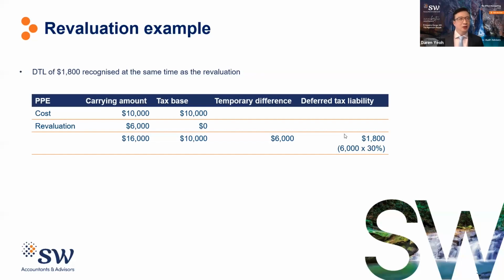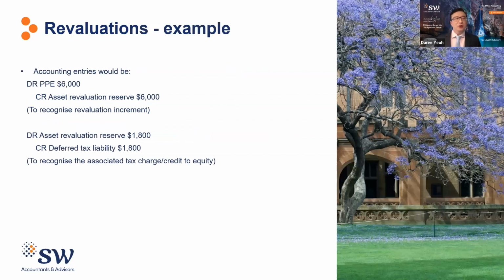Like I say, you need to reflect on your original accounting entry giving rise to the temporary difference. So what was the original accounting entry? It was a debit to the carrying amount of the asset. The credit was not to the P&L. It went against the asset revaluation reserve. So it tells you that when I credit the deferred tax liability, I need to debit the asset revaluation reserve by 1,800.